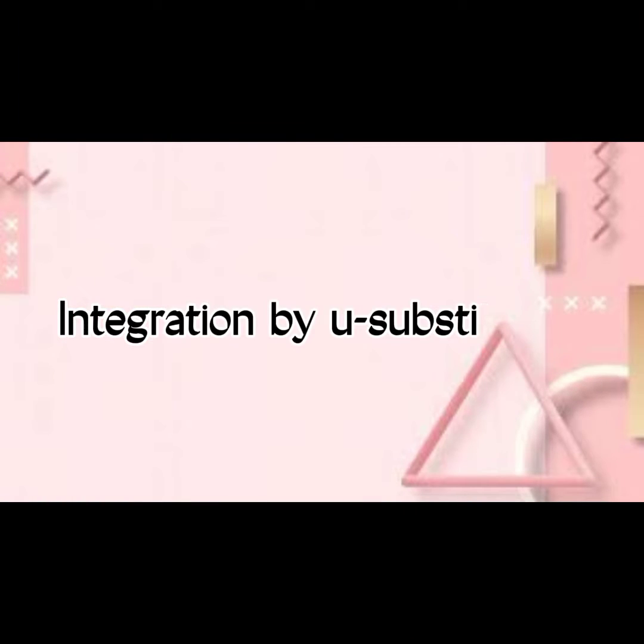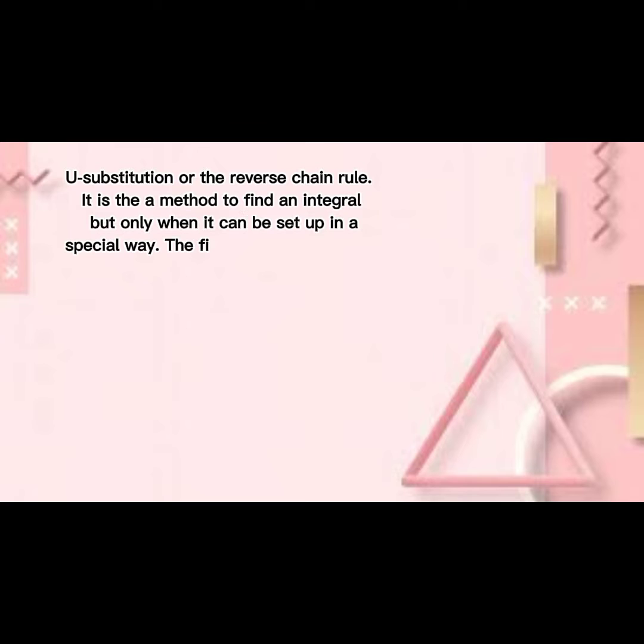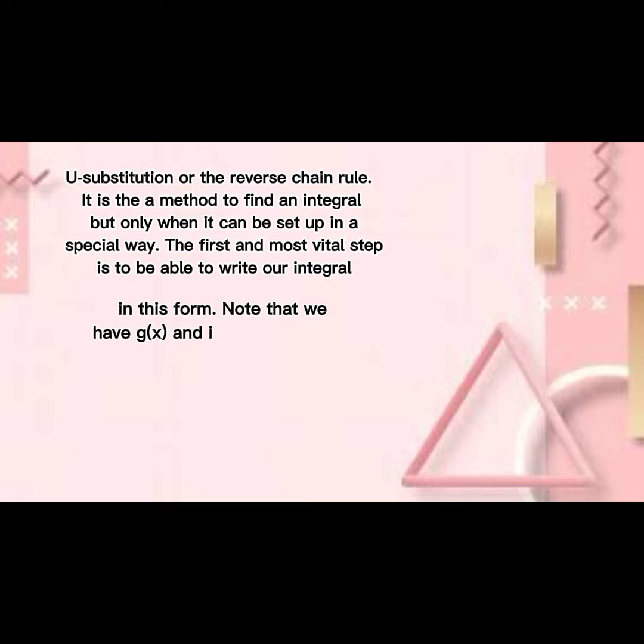So let's start with the integration by u-substitution. So when we say the integration by u-substitution, it is also called as the reverse chain rule. It is a method to find an integral, but only when it can be set up in a special way. The first and most vital step is to be able to write our integral in this form.